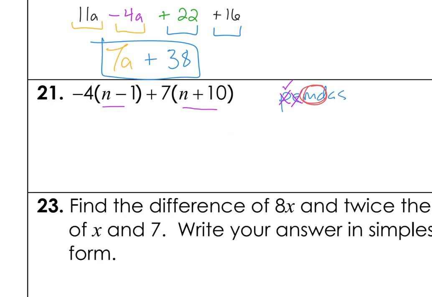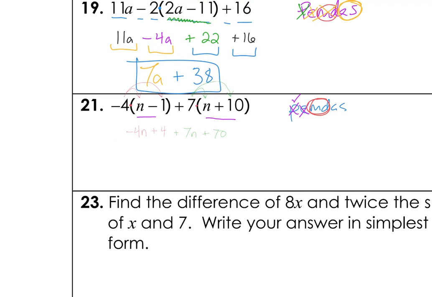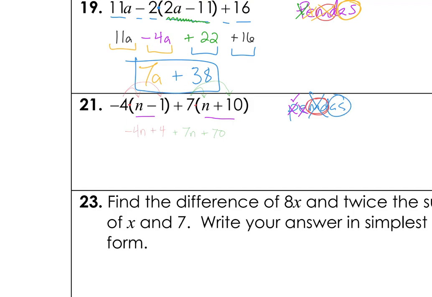So that's multiplying. That's multiplying. So let's distribute. Negative 4 times n is negative 4n. Negative 4 times negative 1 is positive 4. 7 times n, a positive 7 times a positive n, is positive 7n. Positive 7 times 10 is positive 70. And now we are done with this. We're ready to add and subtract.